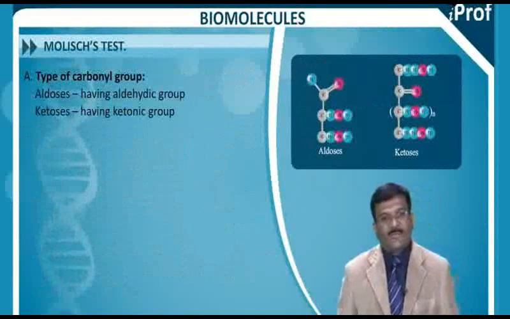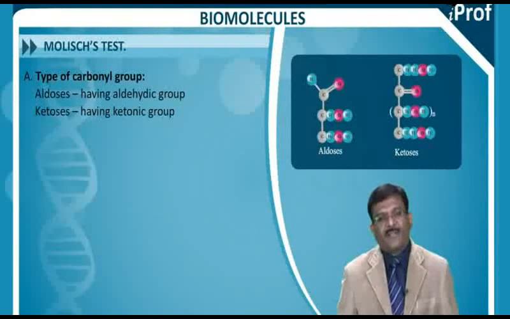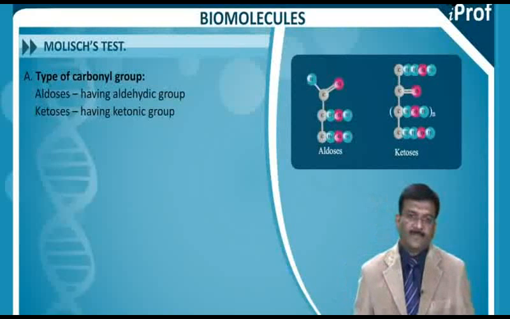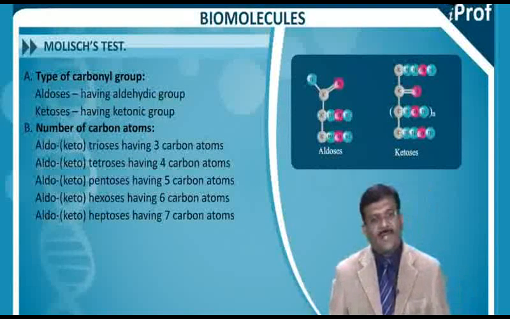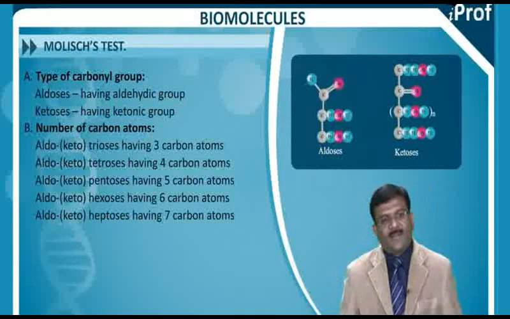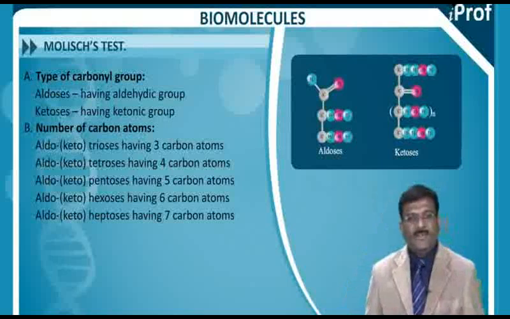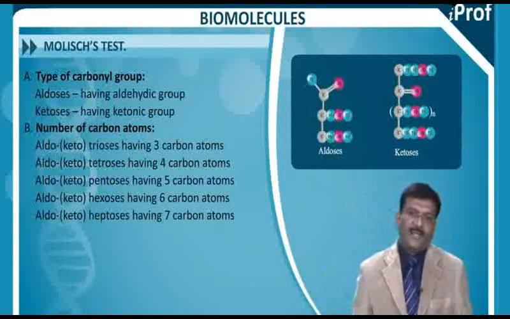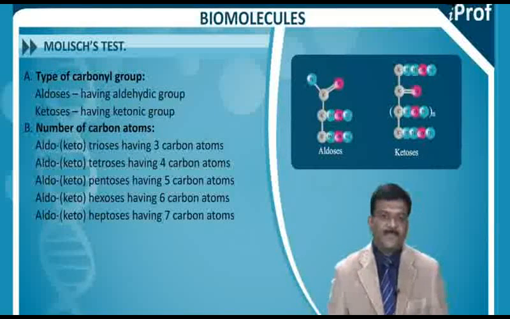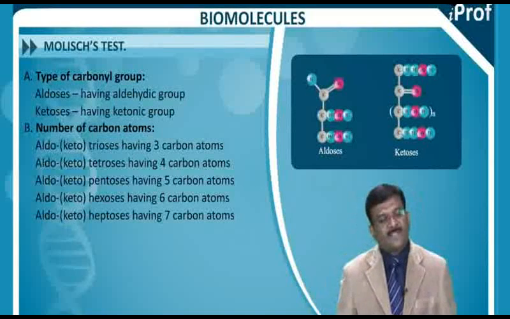The type of carbonyl group: aldoses having aldehyde group, ketoses having ketonic group. The number of carbon atoms: aldo- and keto-trioses having 3 carbon atoms, aldo- and keto-tetroses having 4 carbon atoms, aldo- and keto-pentoses having 5 carbon atoms, aldo- and keto-hexoses having 6 carbon atoms, aldo- and keto-heptoses having 7 carbon atoms.